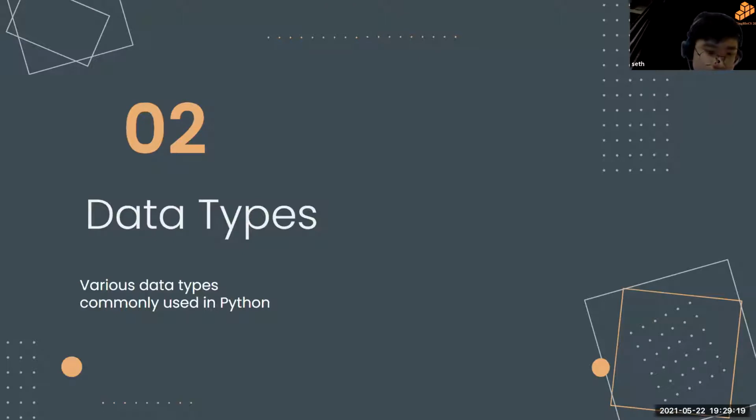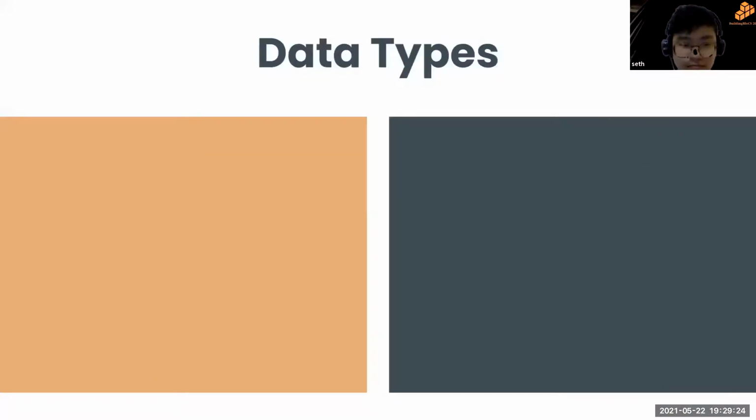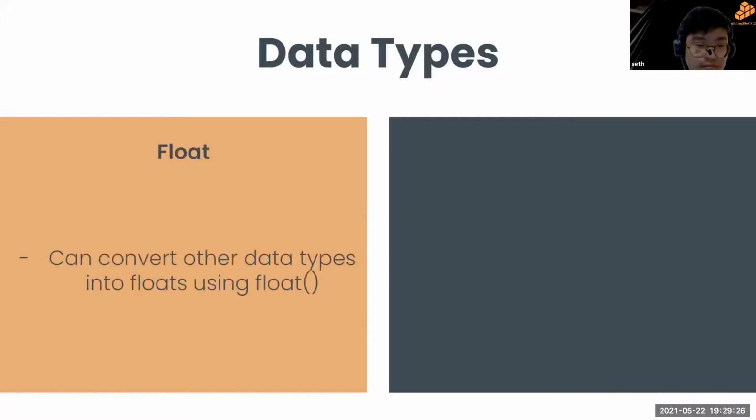Okay, now we're going through the data types in Python. Okay, first is float. Float is numbers that have decimal points. So some examples would be pi or e, which are real numbers that have decimal points. You can convert other data types into floats using the float command, and you put what you want to be converted to a float within the brackets.